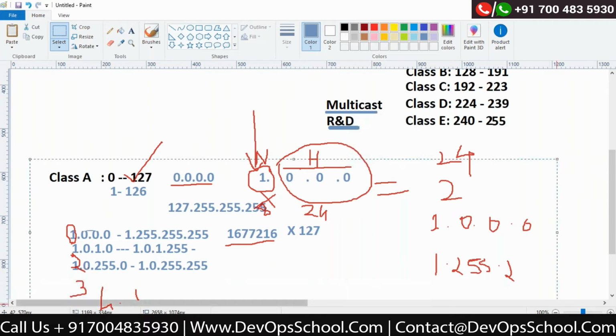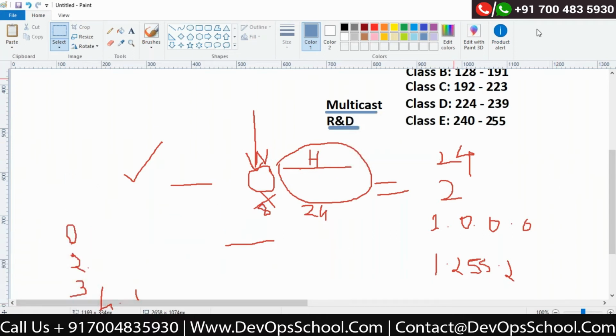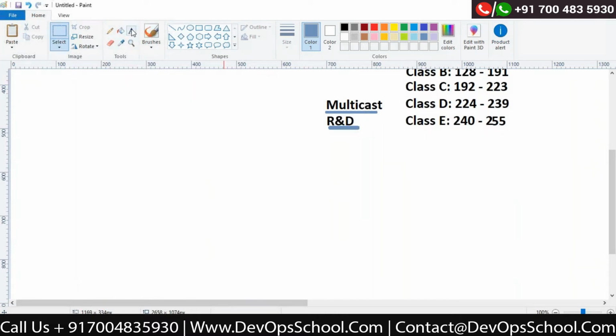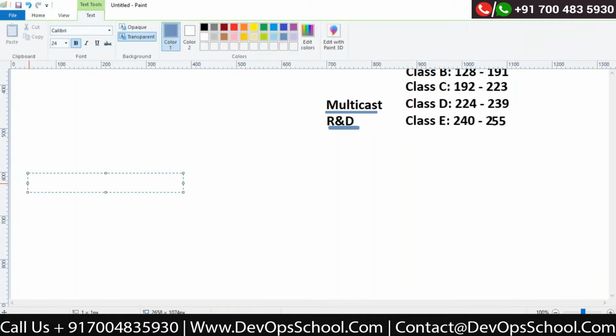I will explain it one more time. This is very important to understand. Remember that if I take class A, the official range starts with 1, and the last IP address officially starts with 126. I'm not considering 127 at all.